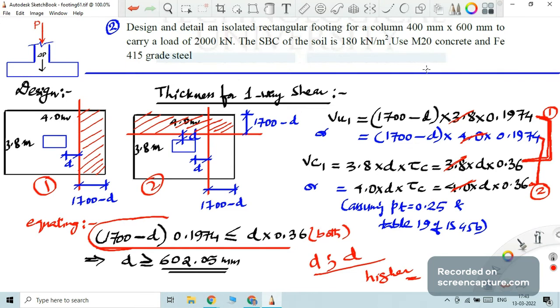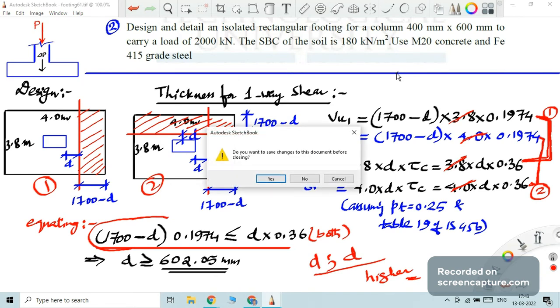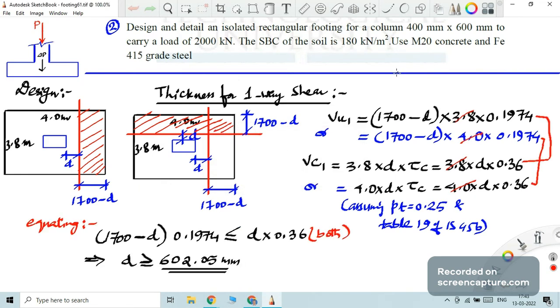So based on this, both equations are the same. So you get D to be greater than 602.5 mm. That is the case of one way shear. So in one way shear, D should be greater than 602.5.